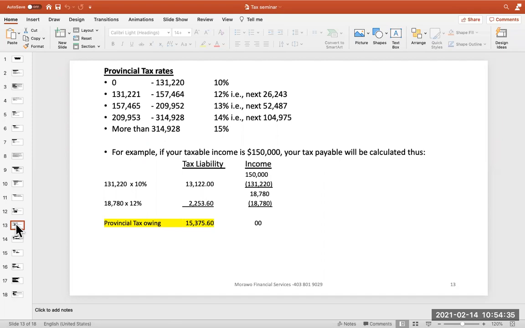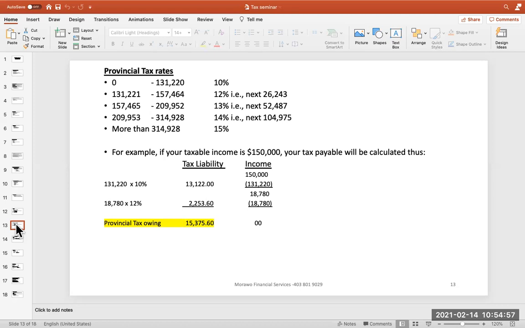Thereafter, when you earn more than that, we charge you 14% for the next 104,975. And thereafter, when you have more than 314,928, we charge you 15%. That is for provincial government. So let's look at an example.